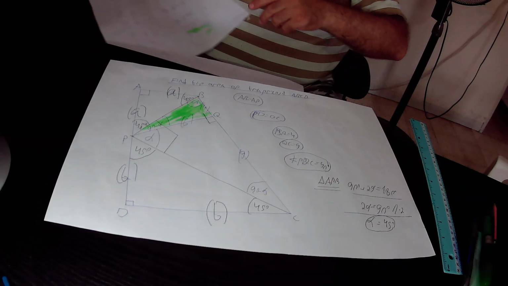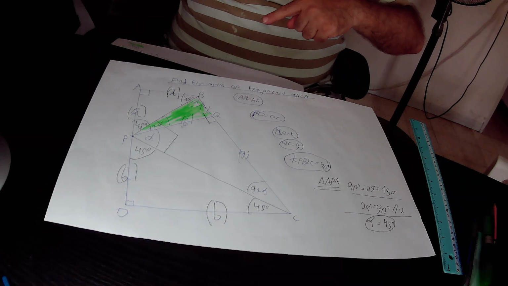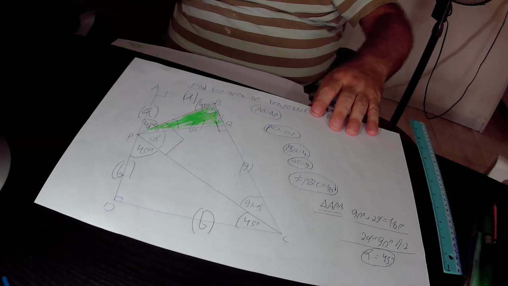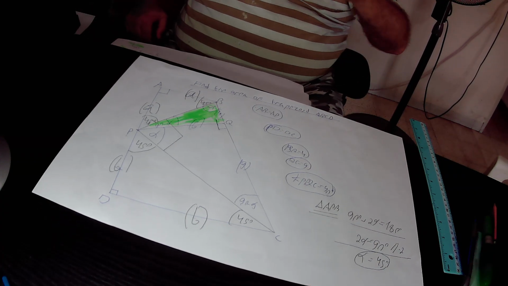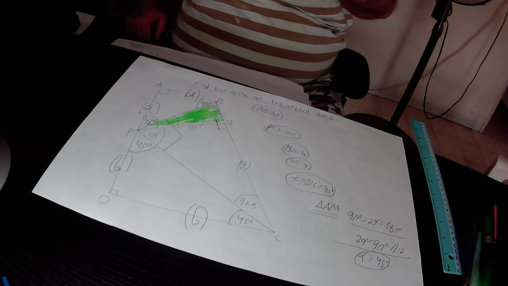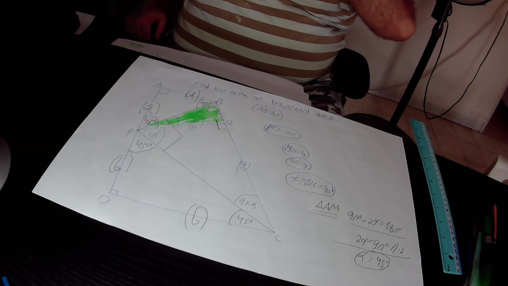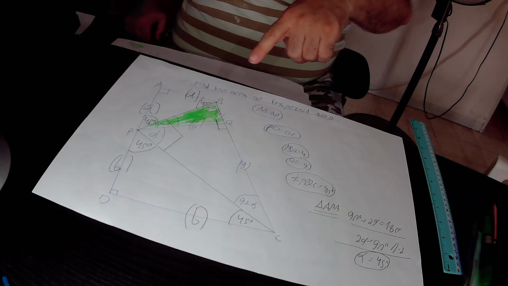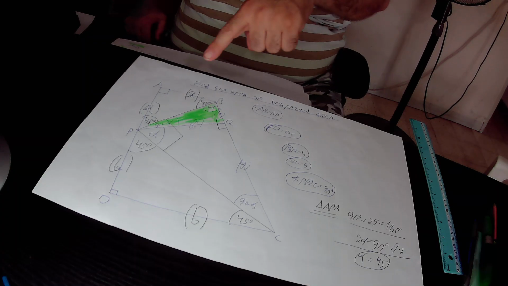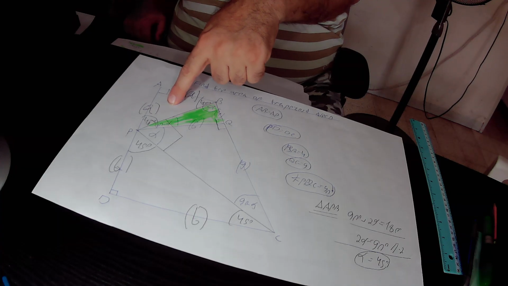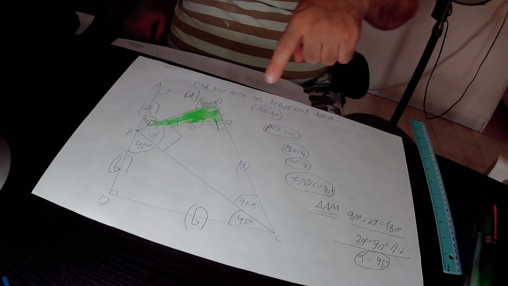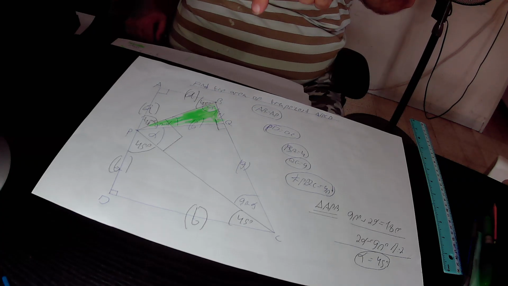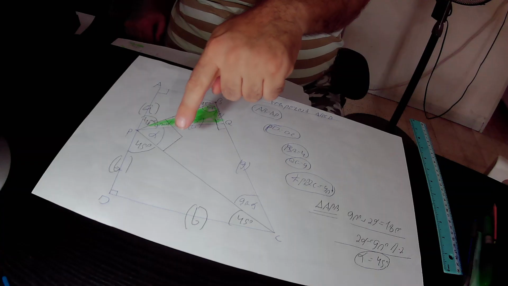Our mission is to find out the area of this trapezoid ABCD. The area of trapezoid ABCD is equal to the sum of the areas of the 3 components that it consists of. The first component is the small right triangle ABP, the second component is the big right triangle PBC, and the third component is the right triangle PDC.